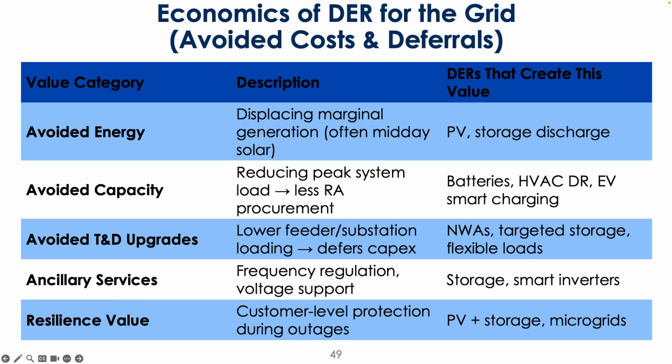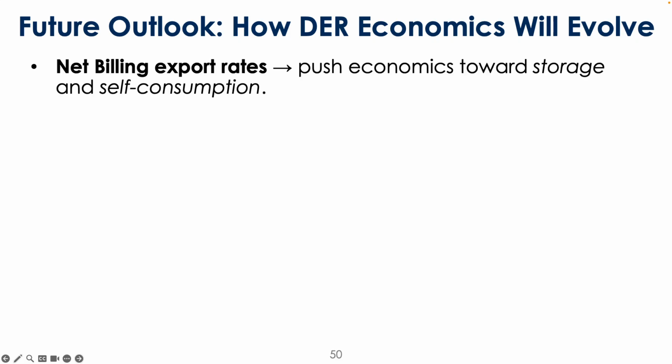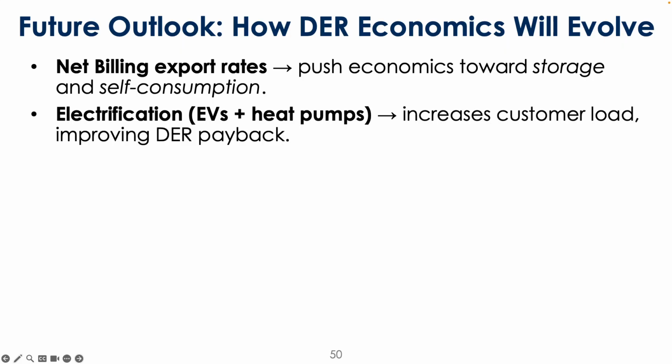Yeah, I think we already talked about this, so I will move on to future outlook. So net billing export rates. This ties back into NEM 3.0, which is a transition we've already seen happening in California and starting to happen in other places as well.